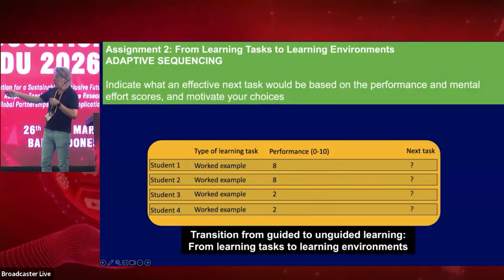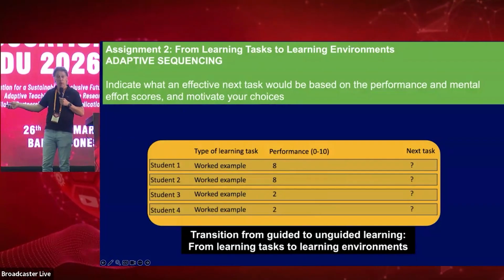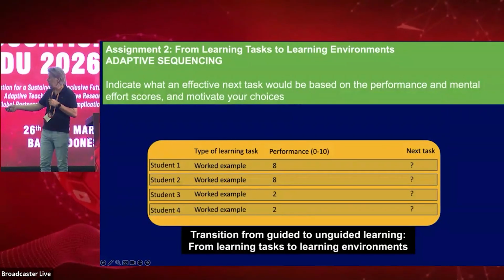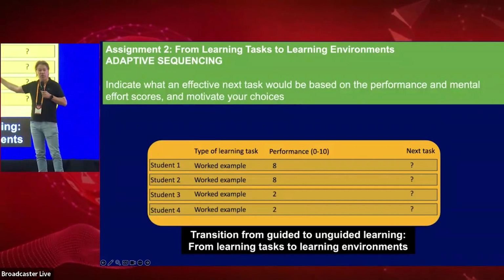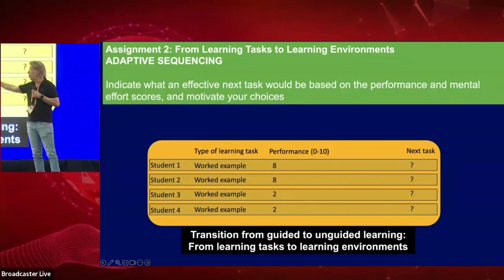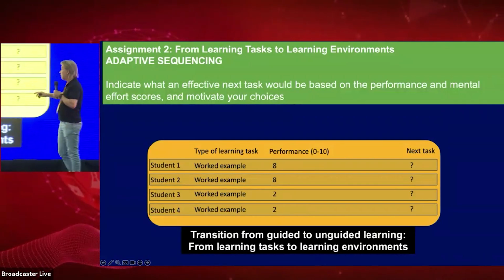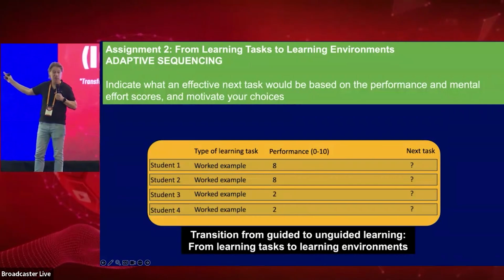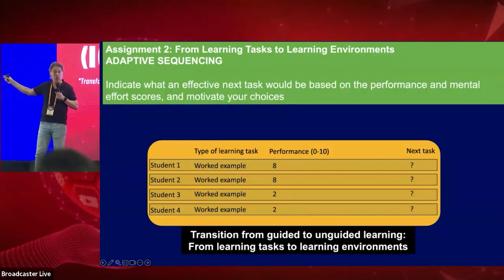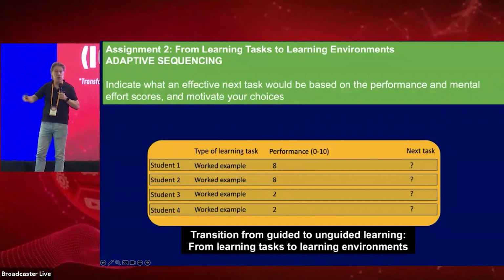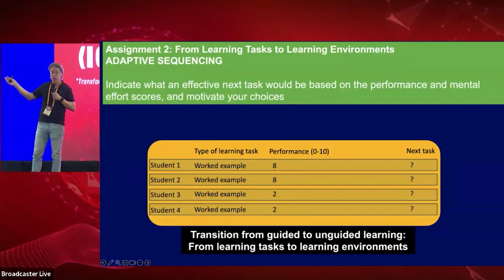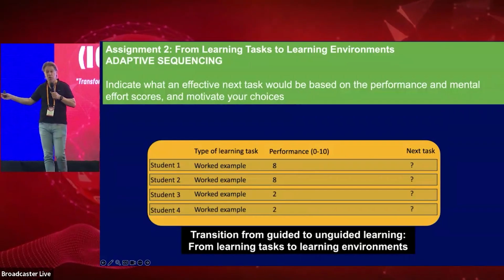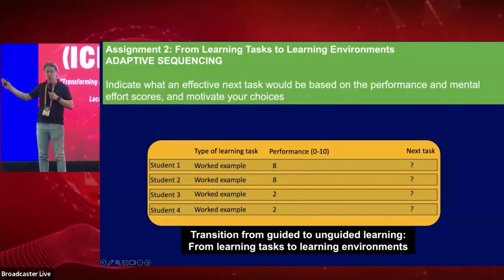So if a student has worked, for instance, on a worked example, you can see here there is a performance you can have from 0 to 10, and there is a performance of 8. So there's a high performance, so the next task could provide less guidance, because the student is very well able to solve this problem.